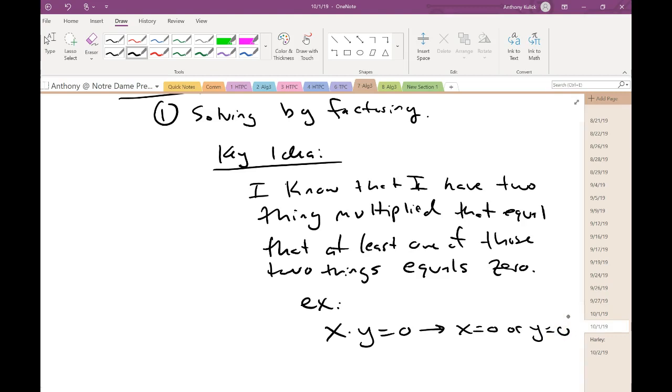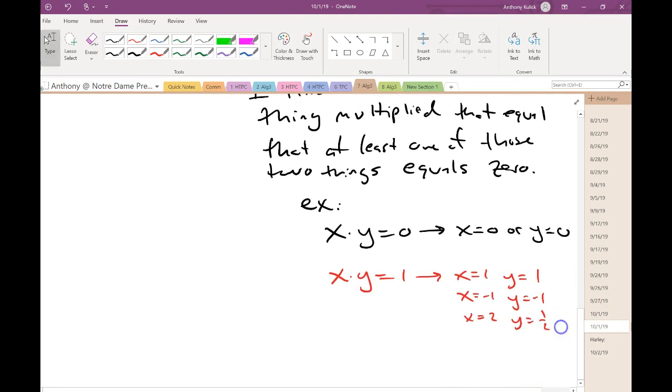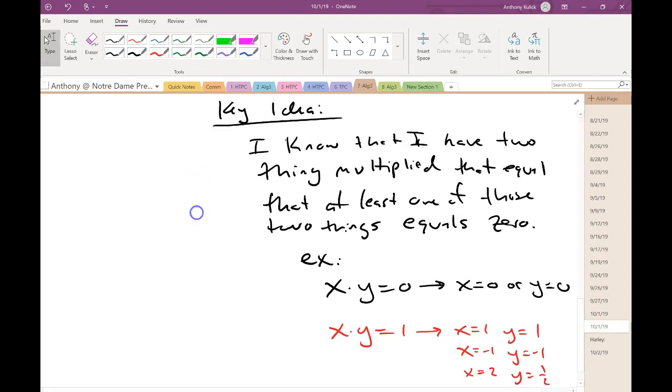Does this work if x times y is equal to some other number? What if x times y equals 1? Can I say the same thing here? Not really, right? x could be 1 and y could be 1, or x could be negative 1 and y could be negative 1, or x could be 2 and y could be a half, and this goes on and on forever. So there is something very special about these two things having to multiply to equal 0.